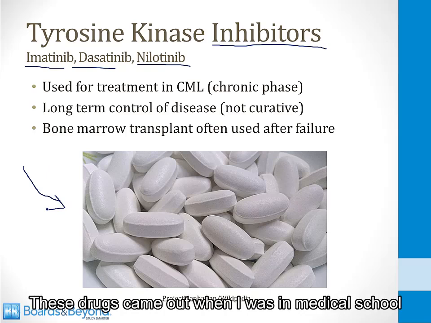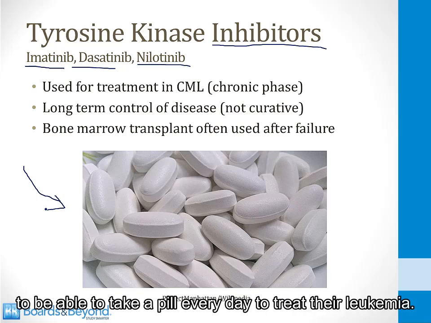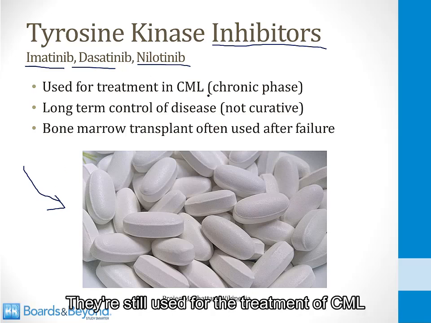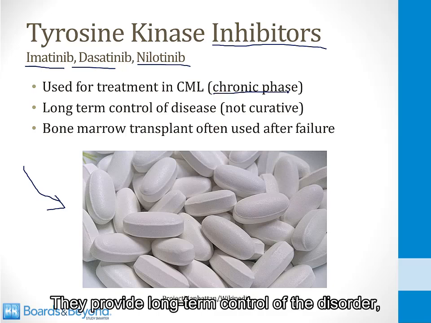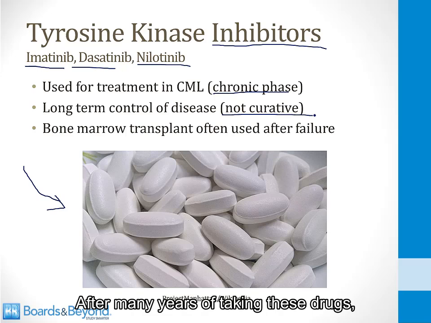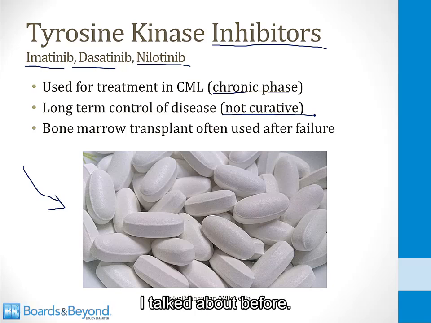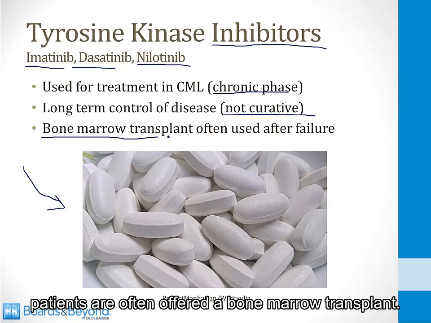These drugs came out when I was in medical school, and they were a breakthrough at the time. It was very unusual for patients to be able to take a pill every day to treat their leukemia. They're still used for the treatment of CML in the chronic phase. They provide long-term control of the disorder, but they're not curative. After many years of taking these drugs, the treatment eventually begins to fail, and that's when patients enter that accelerated phase I talked about before. At that point in time, patients are often offered a bone marrow transplant.